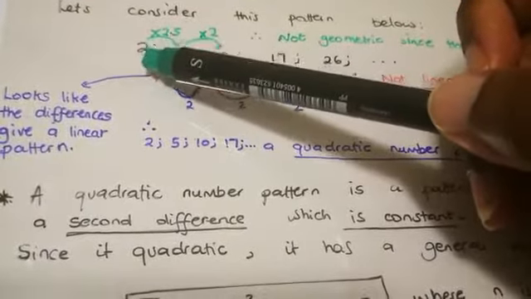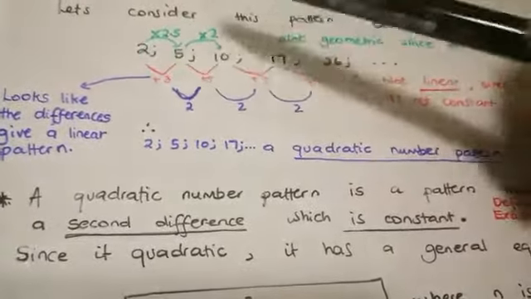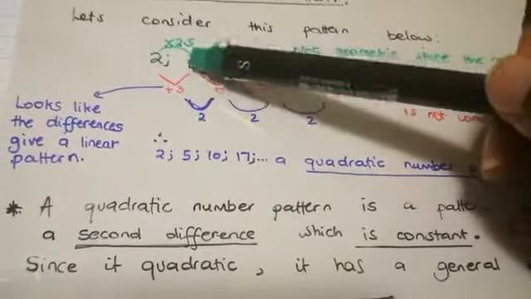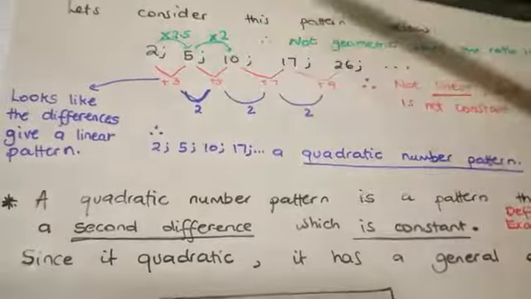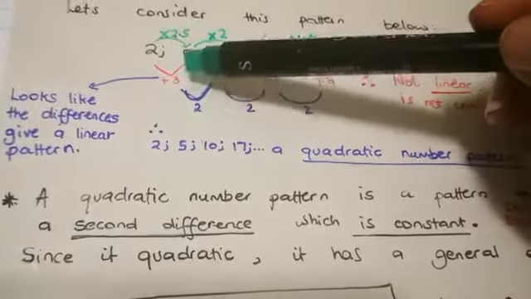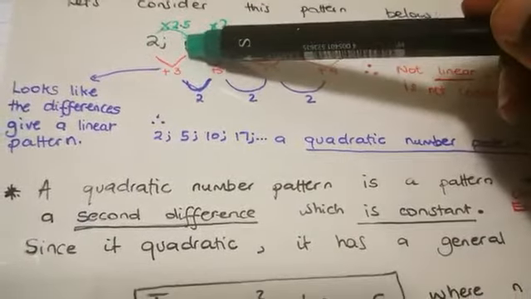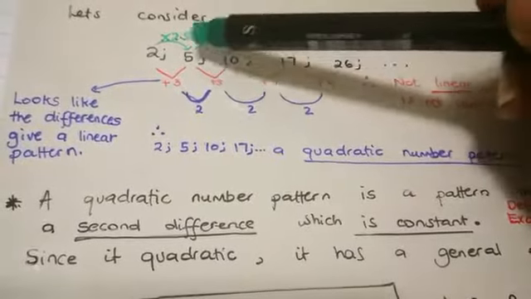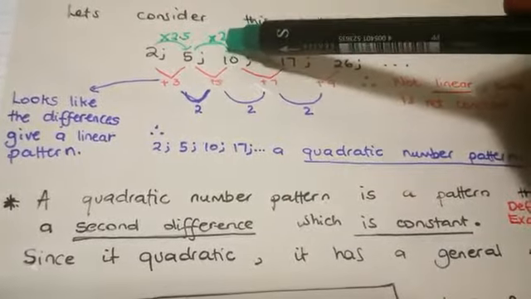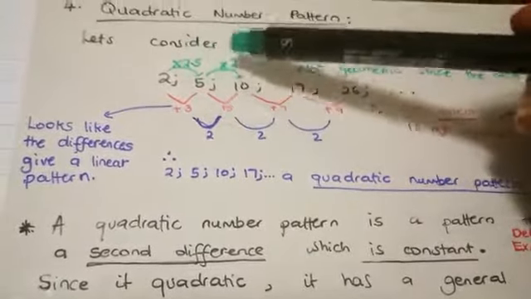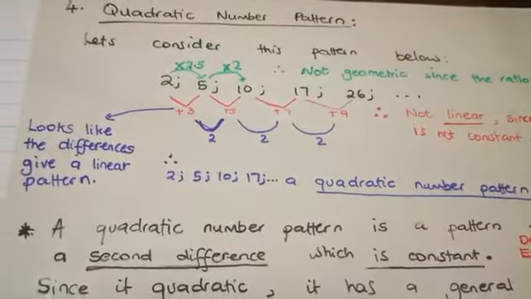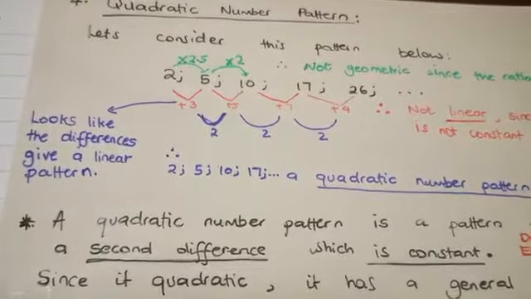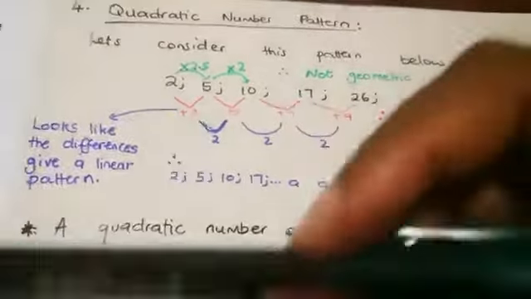Let's start by looking if it is geometric. If it is geometric, it would need to have the same number that we multiply by throughout. So from 2 to 5, I would need to multiply by 2.5. And then from 5 to 10, I would need to multiply by 2. Already you can see that these two numbers are not the same. 2.5 and 2 are not the same. Therefore, it is not geometric. So we throw that option away.